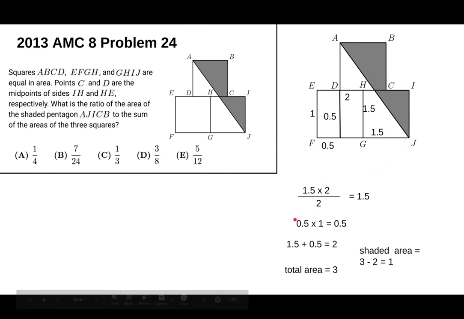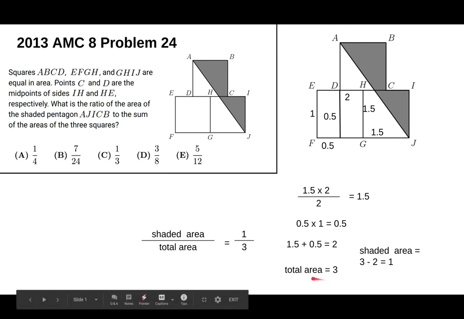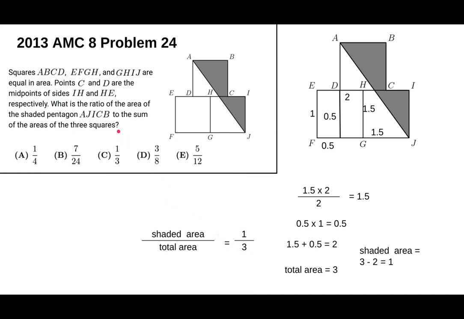And the shaded area over the total area is equal to 1/3. Shaded area is 1, total area is 3. So the shaded area over the total area is 1/3. And we have to find the ratio of the area of the shaded pentagon to the sum of the areas of the three squares. The sum of the areas of the three squares is the total area. And as mentioned, the area of the pentagon is the shaded area. So the answer is 1/3.